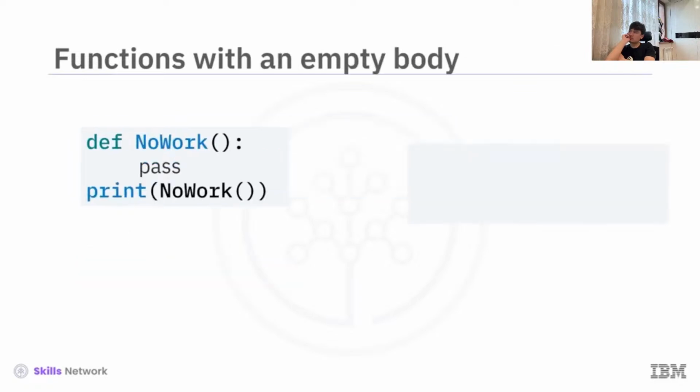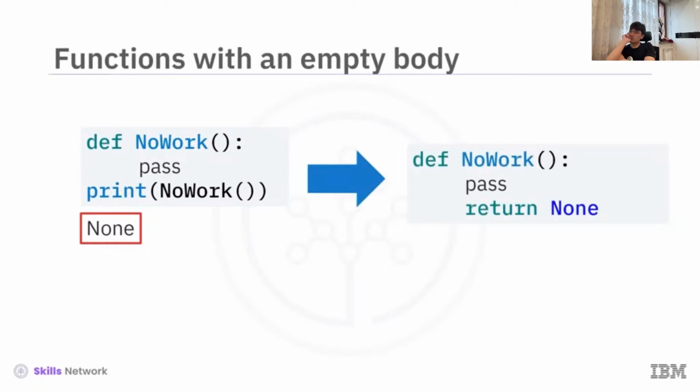Let's define the function noWork that performs no task. Python doesn't allow a function to have an empty body, so we can use the keyword pass, which doesn't do anything but satisfies the requirement of a non-empty body. If we call the function and print it out, the function returns a None. In the background, if the return statement is not called, Python will automatically return a None. It is helpful to view the function noWork with the following return statement.